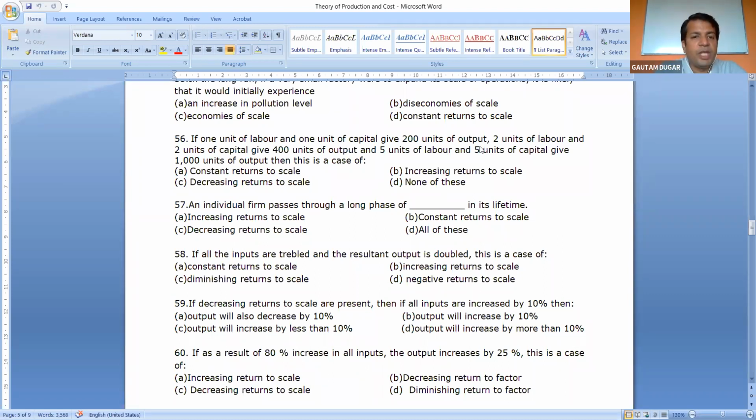Solve 58. If all the inputs are tripled, means thrice, triple, three times कर दिया, and the resultant output is doubled, then it is a case of, yes, good answer, now coming up, diminishing returns to scale. That's correct.